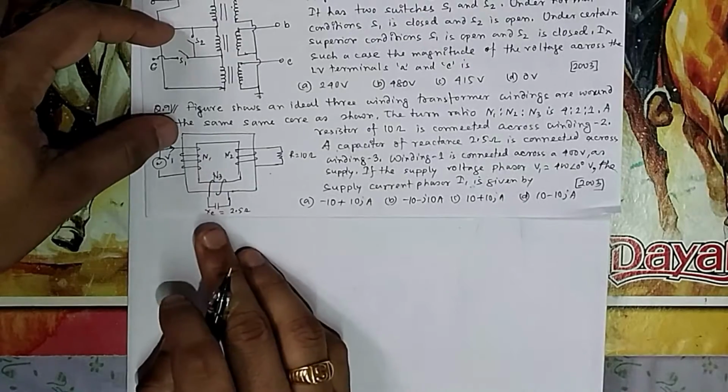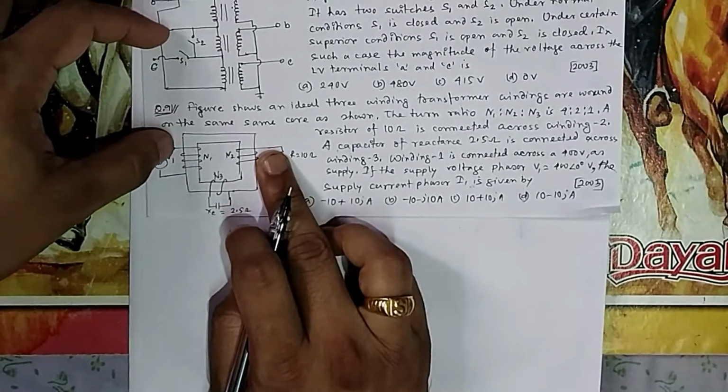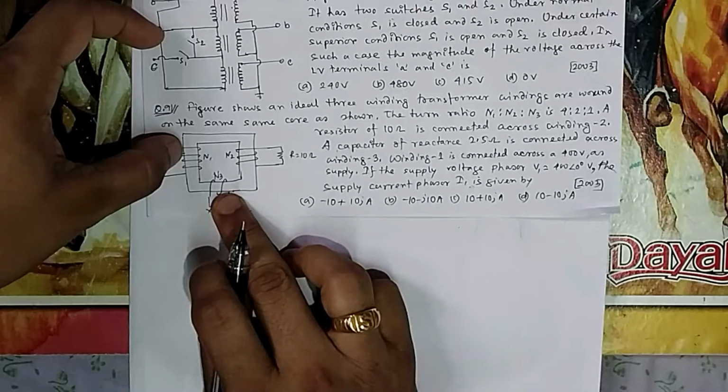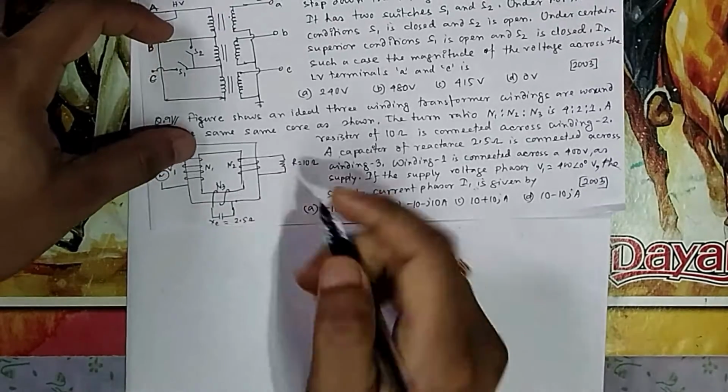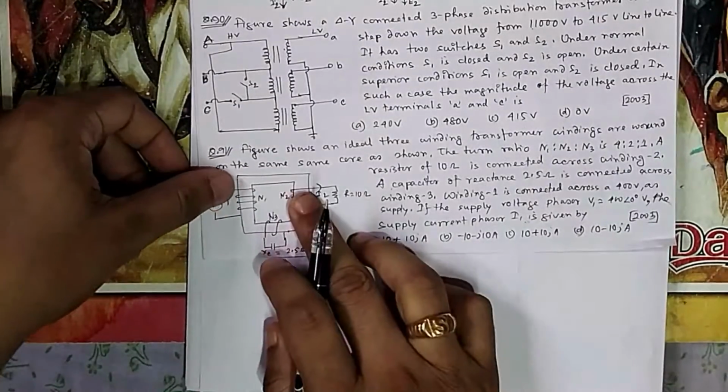Whatever resistance it is coming here, the reactance will be parallel to this one. Why? Because this I1 is the summation of this current and this current. Whatever current it takes, it will take from this, whatever current it will take from this. You can check this one also. Here the current direction is not given, but it is generally always taken this winding in such a way.